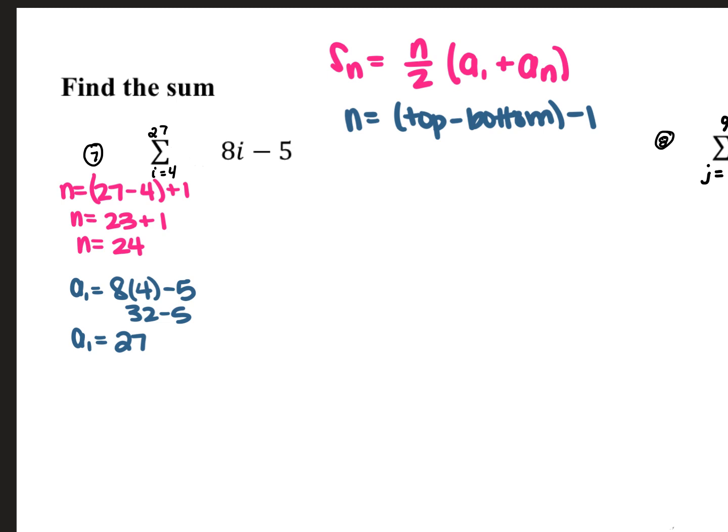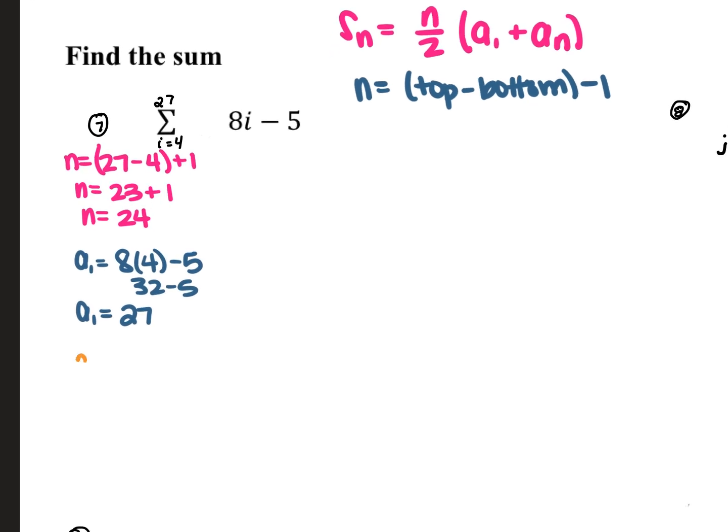Now you need to find a sub n. A sub n is going to be found by taking n, which is 24, and plugging that in. So it's going to be 8 times 24 minus 5. The 8 times 24 gives us 192, minus 5 gives us a sub n is equal to 187.